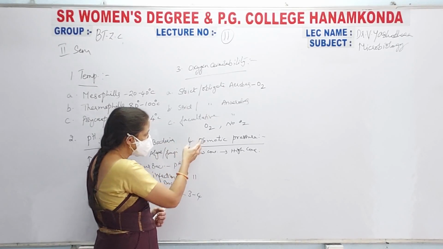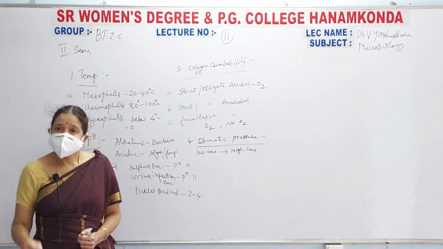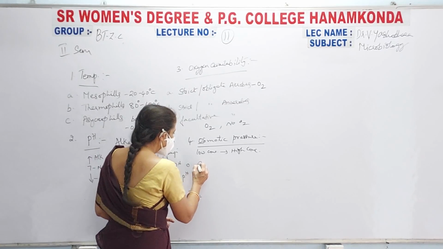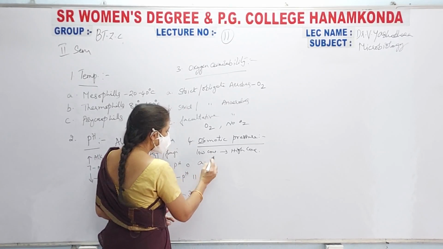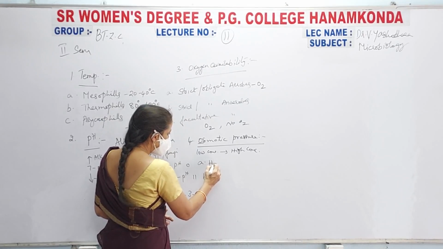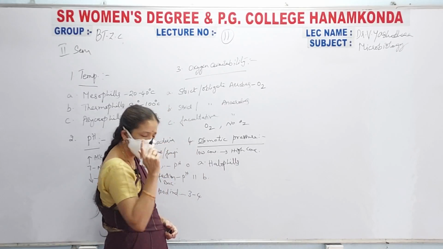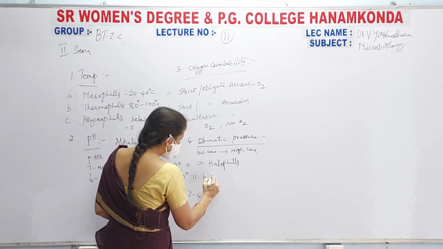Now, based on the osmotic pressure, the microorganisms are classified into two types. They are A and B. They are halophils, the first one. The second one is osmophils.